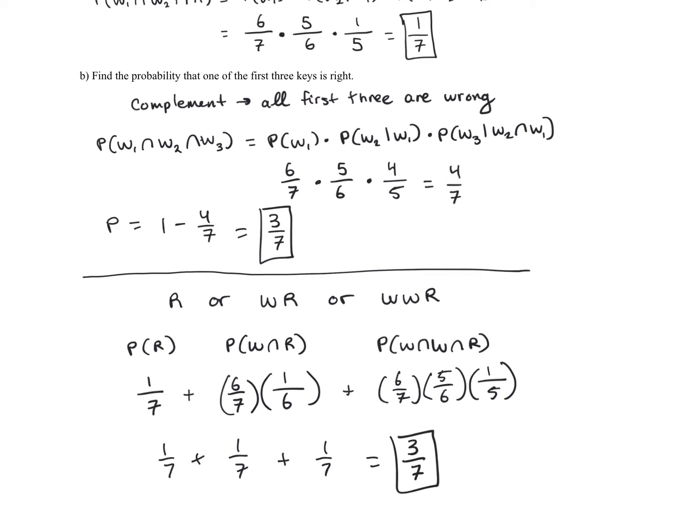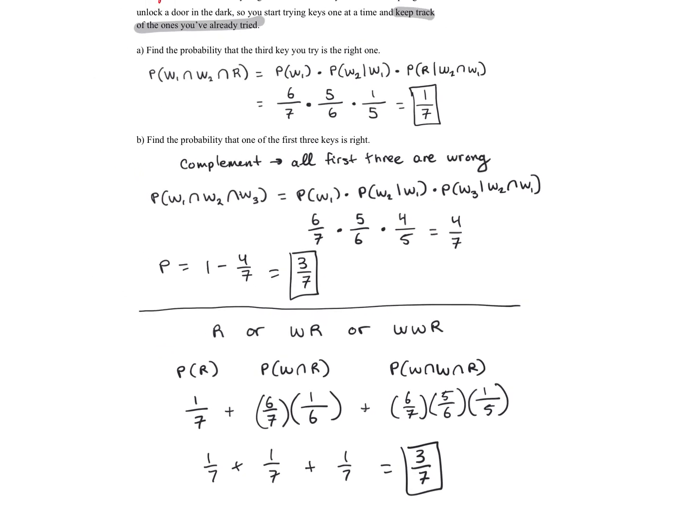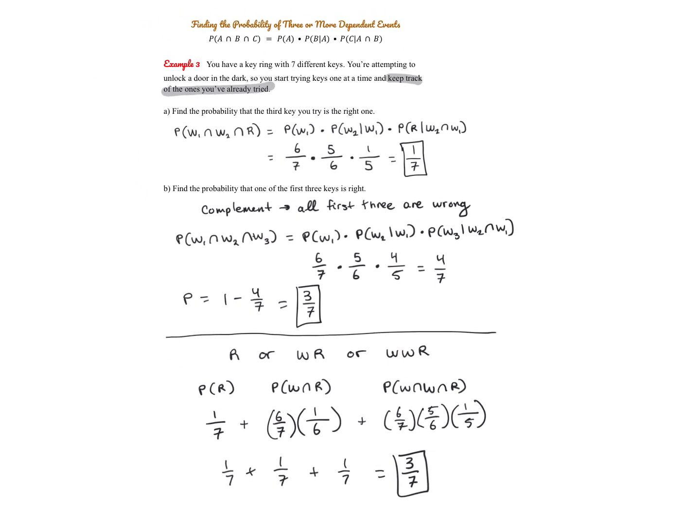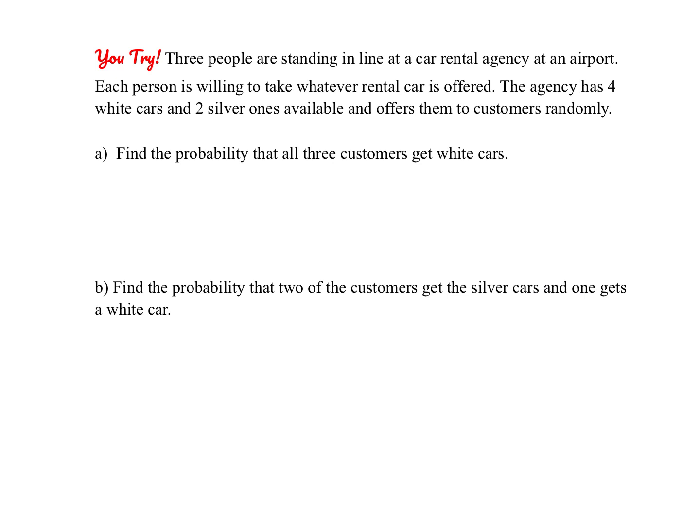So again, kind of 2 different ways to go about this. Either way is totally fine. But this is actually a nice little review of when we did something or something. So remember, or means add, and means multiply. So again, this was a nice little review of a slightly different concept within probability. Okay, I have one last one for you to try on your own, so please pause the video and give it a try.